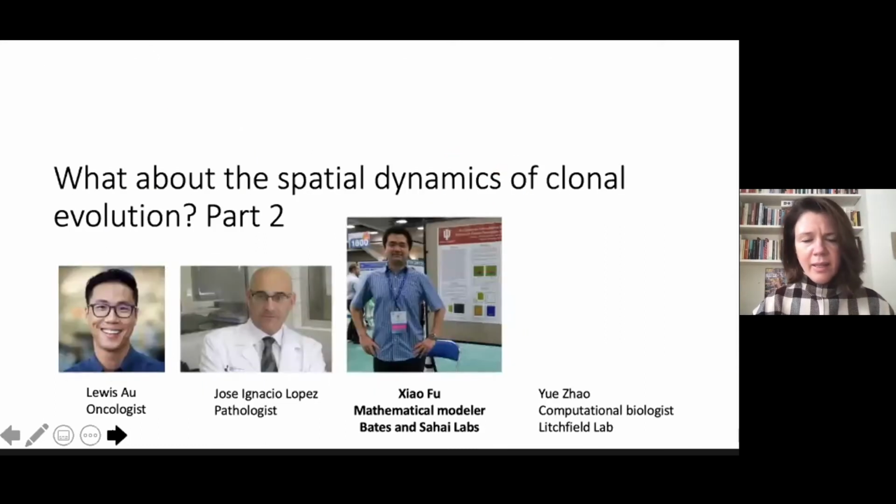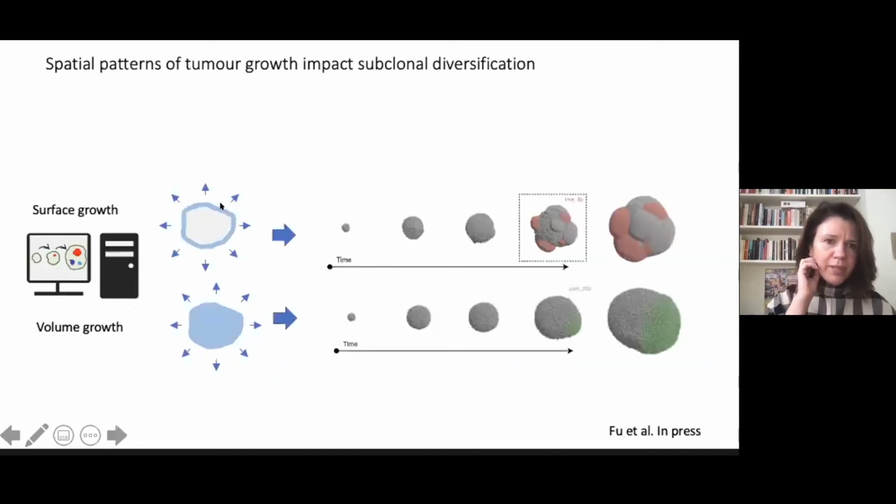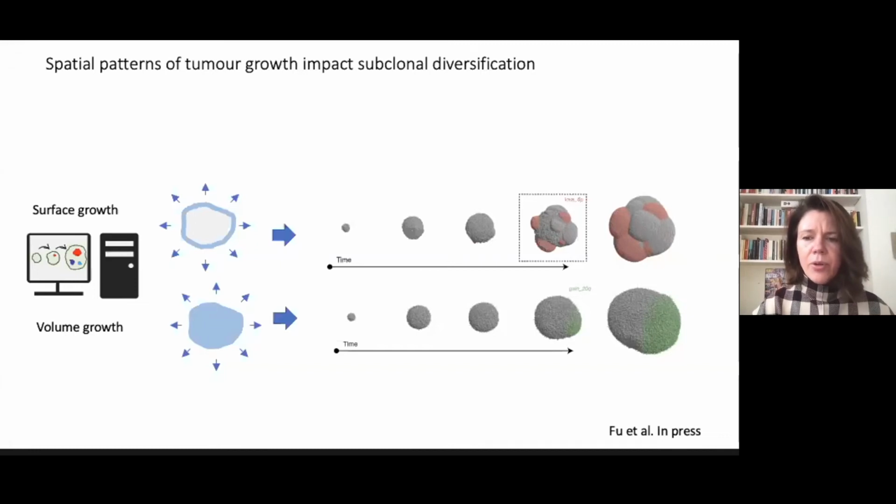So then, just in the last few minutes, I wanted to go back upstream to evolution of the primary tumors and what we've done in terms of understanding how the spatial patterns of tumor growth might impact subclonal diversification. And as you can see, as I've shown you before, these are highly relevant to emergence of metastatic potential. So there was a keen interest in understanding how branched evolution occurs as opposed to how punctuated evolution occurs.